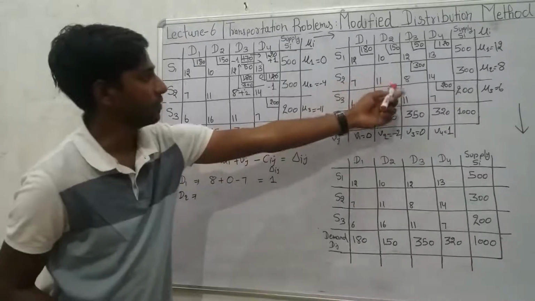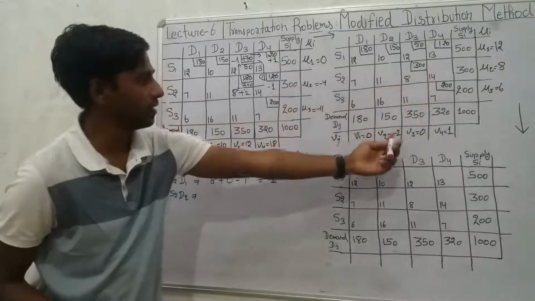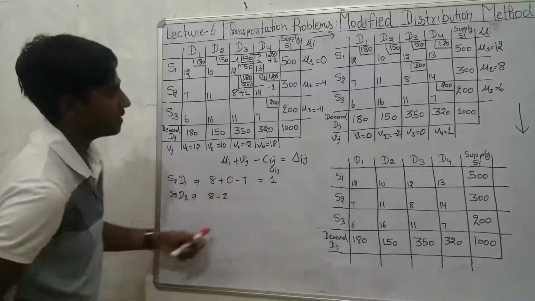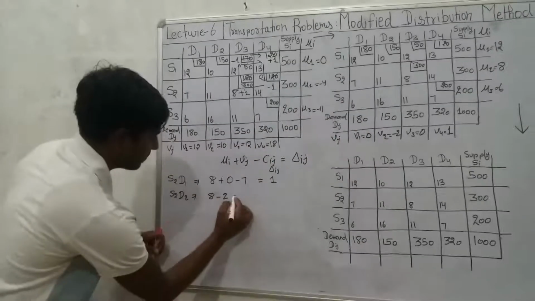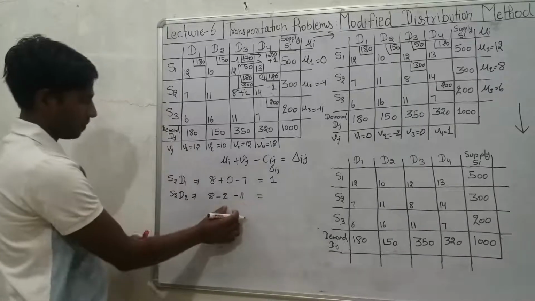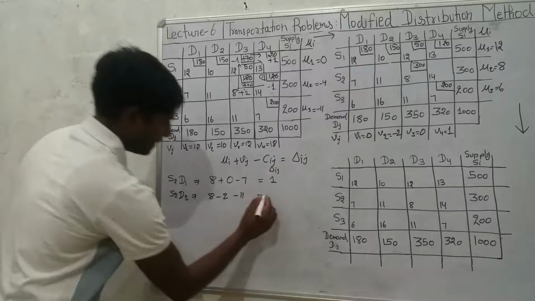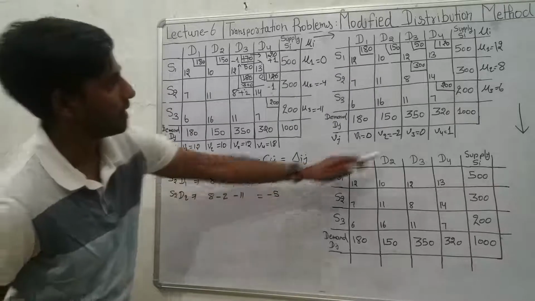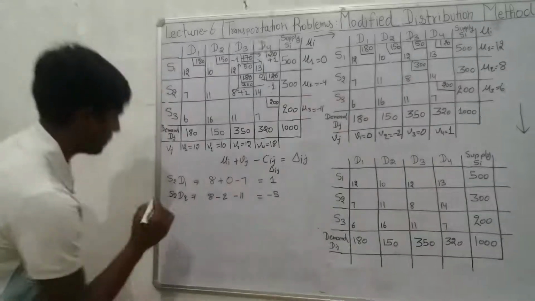S2D2. What is the value of U? 8. Value of V? Minus 2. So 8 minus 2, and Cij is 11, minus 11. So the answer would be 11 minus 2 minus 13 plus 8, that is minus 5. For the next unoccupied cell, that is S2D4.